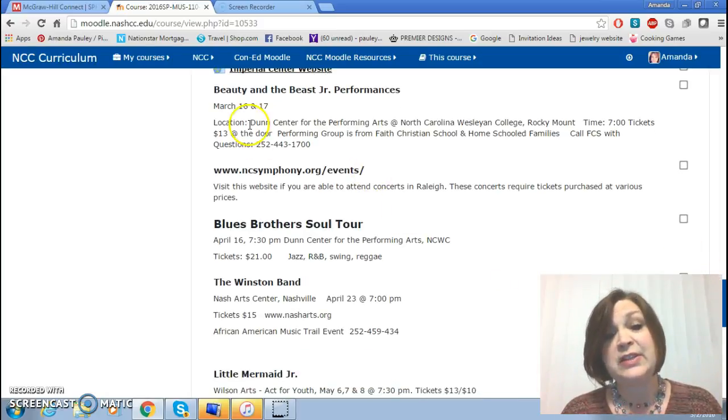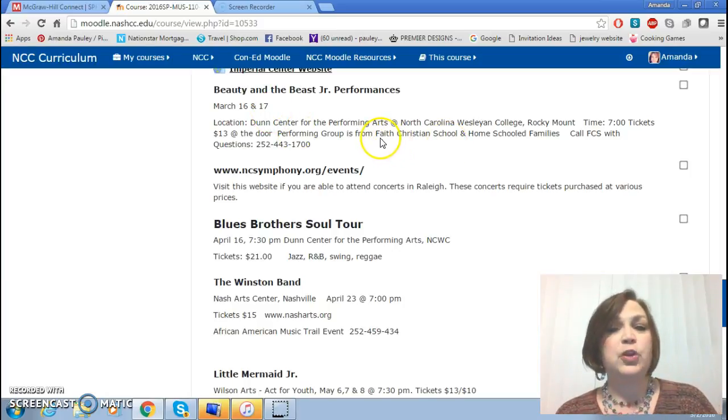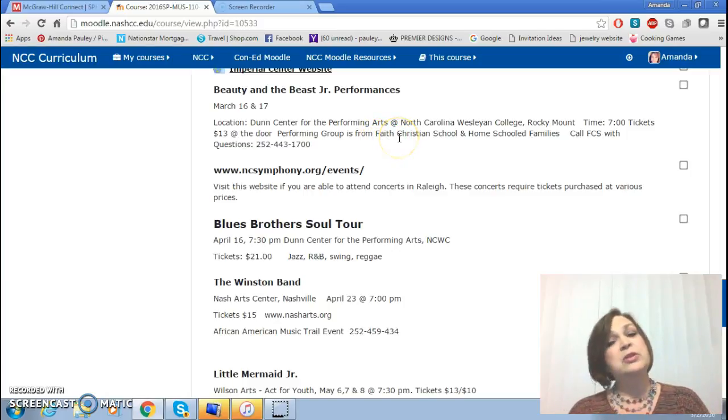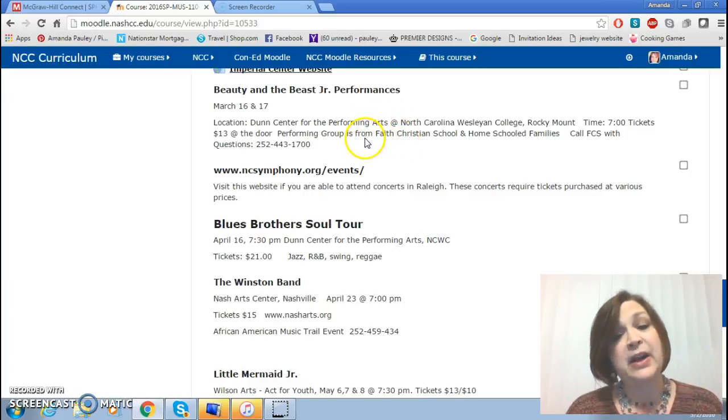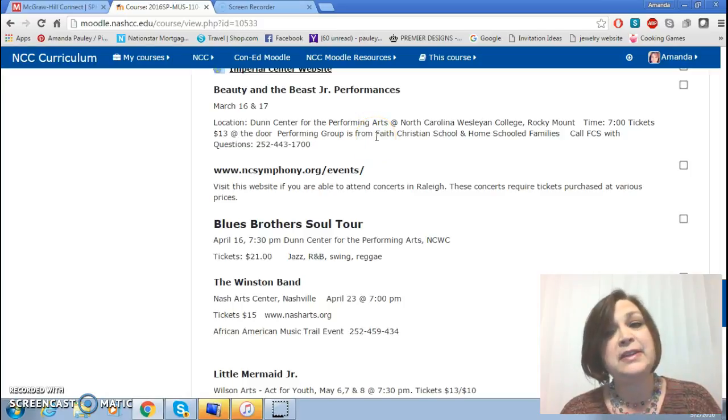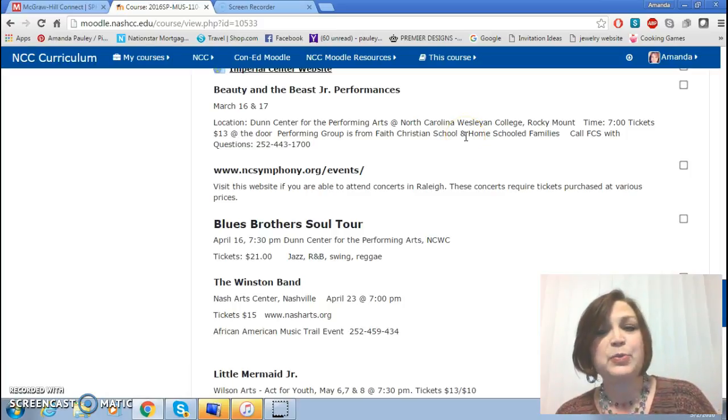The 16th and 17th, those are Wednesday and Thursday night. These tickets, you could probably buy them at the door. This is the group I used to direct for, Faith Christian School. And in fact, I will be there on that Wednesday night, the 16th. So if you want to come and introduce yourself and you are there, I would love to meet you in person. These are Faith Christian School and homeschool families that are contributing to this performance.